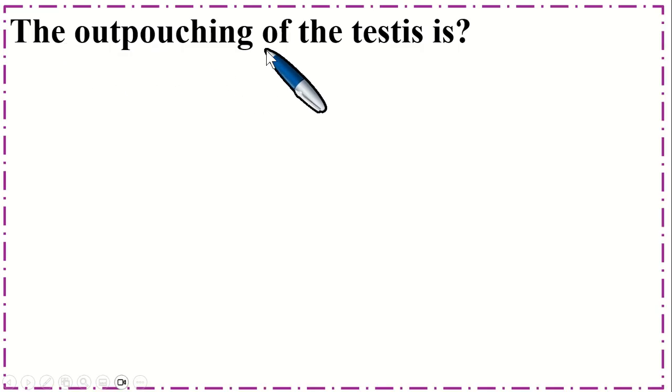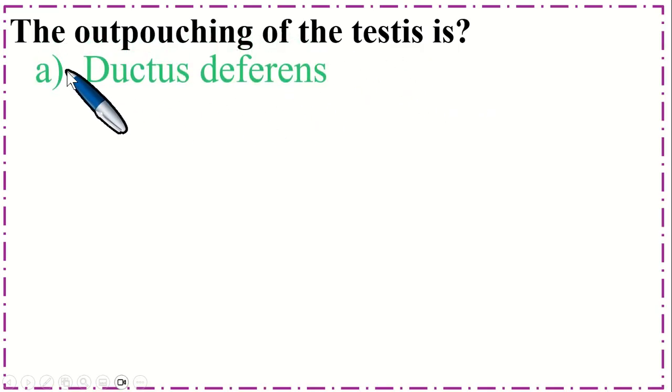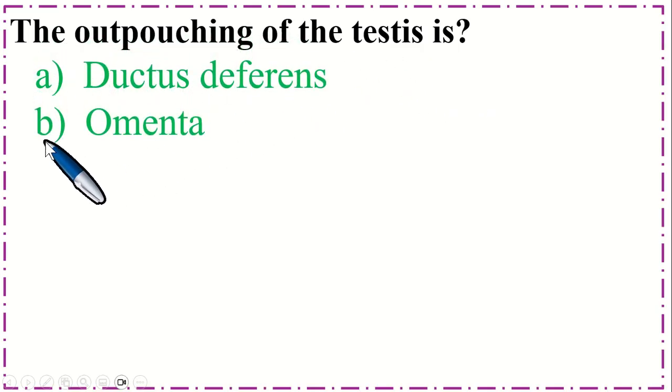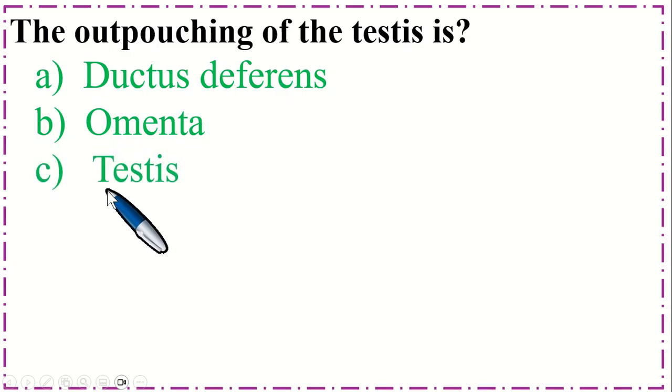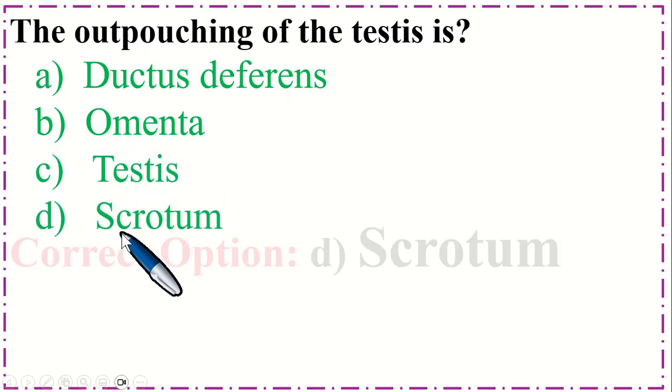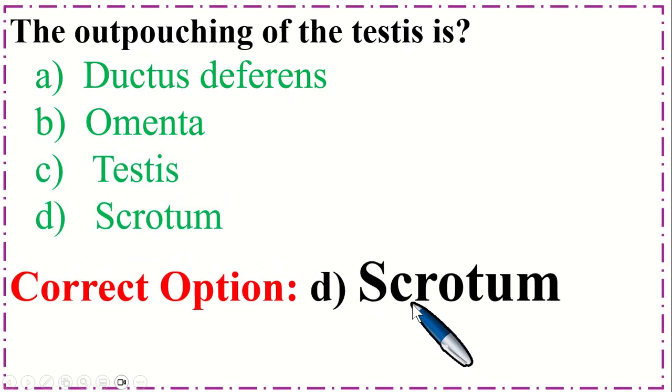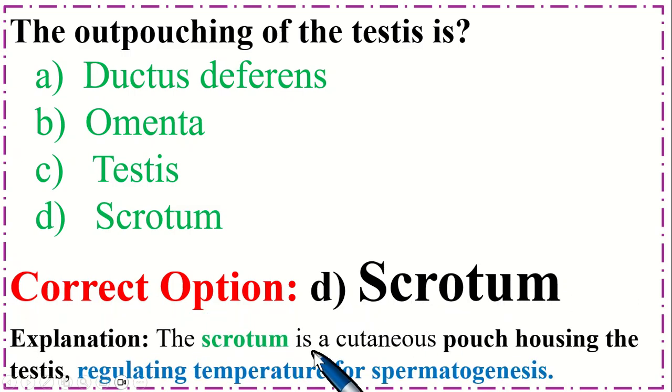The outpouching of the testes is option A, ductus deferens, B, omenta, C, testes, and option D, scrotum. So the correct option is D, scrotum. The scrotum is a continuous pouch housing the testes, regulating temperature for spermatogenesis.